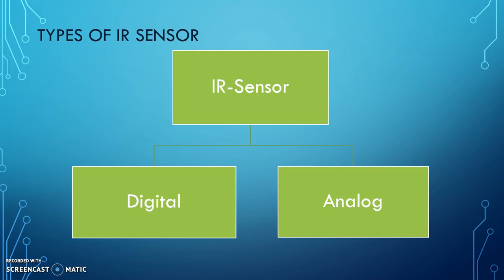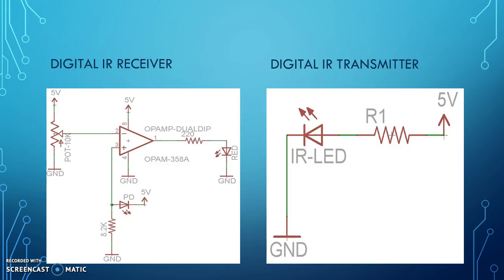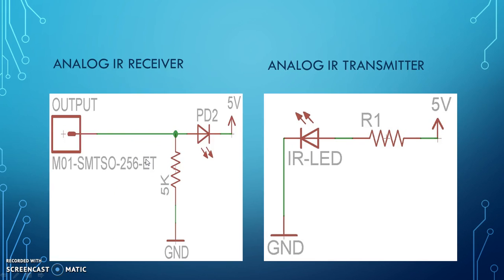The other IR sensors, which are ranging sensors, output the actual distance of an obstacle from the sensor. This output can either be analog or a digital byte. These are the schematics of the digital IR receiver and digital IR transmitter. The digital and analog IR transmitters have the same schematic, but in the receiver there is one change, that is, in the digital receiver we are using the op-amp 358 or a comparator, and in the analog receiver we are using the photodiode.